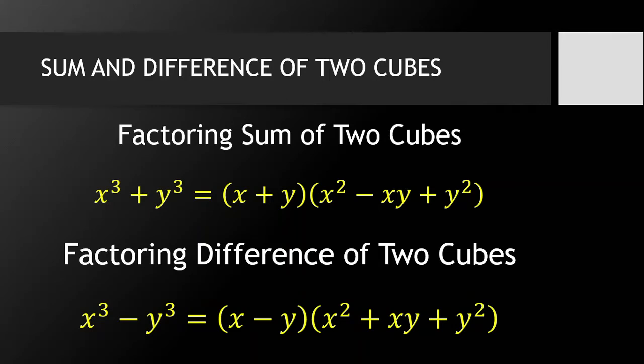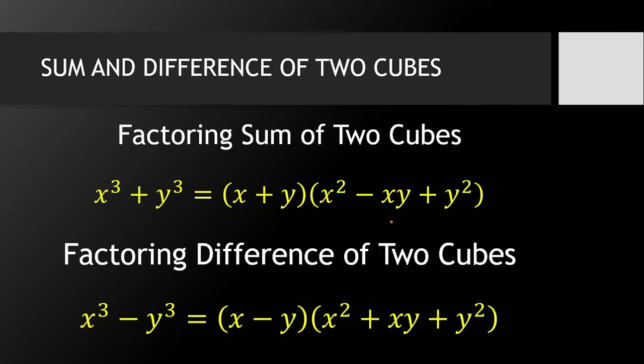For the syntax of the sum of two cubes, we have the first equation: x cubed plus y cubed equals the quantity of x plus y times the quantity of x squared minus xy plus y squared. Now, for the factoring of the difference of two cubes, we have x cubed minus y cubed equals the quantity of x minus y times the quantity of x squared plus xy plus y squared.